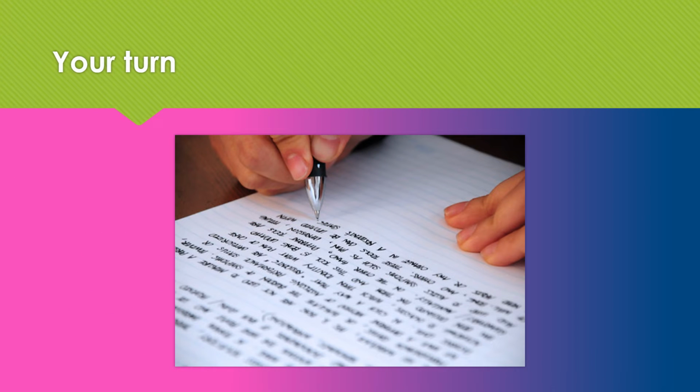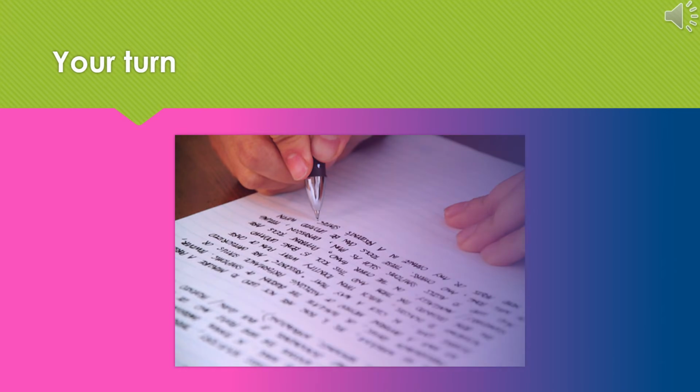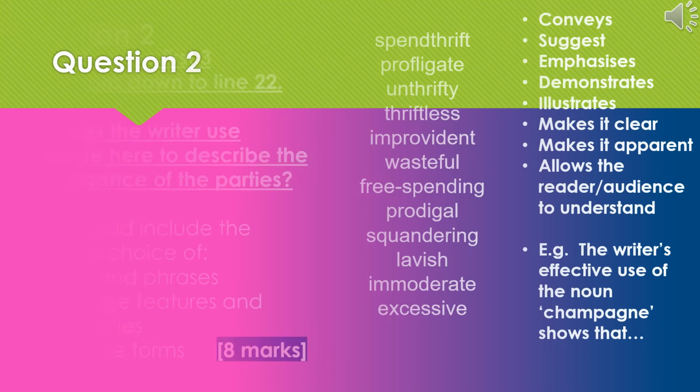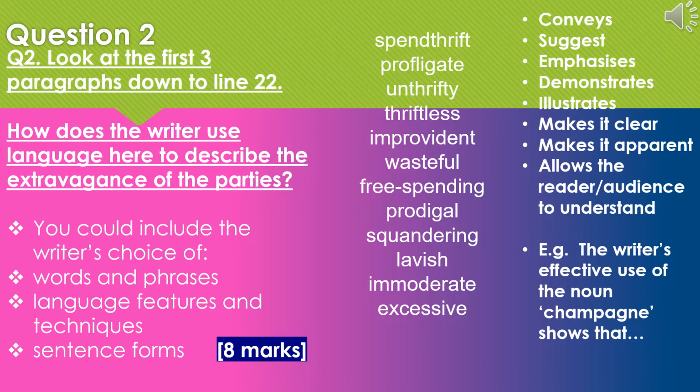It's your turn to write now. Question 2. Look at the first 3 paragraphs down to line 22. How does the writer use language here to describe the extravagance of the parties? You could include the writer's choice of words and phrases, language features and techniques, and sentence forms.